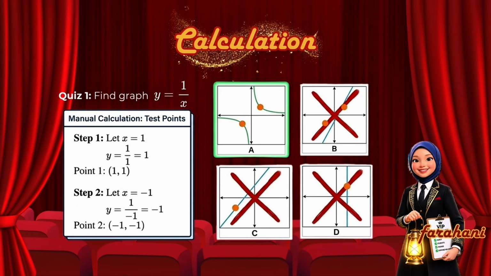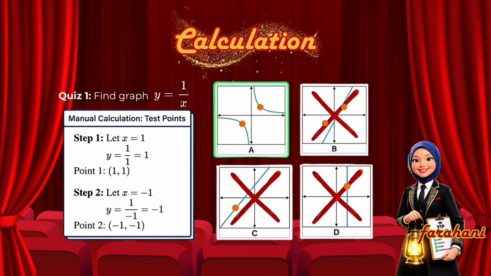So the question is, we need to find the graph of y equals 1 over x. So we need to find 2 points in order for us to sketch the graph. Step 1, we substitute any value of x. For example, we choose x equals 1 and we get the y value is 1. So point 1 is (1, 1).